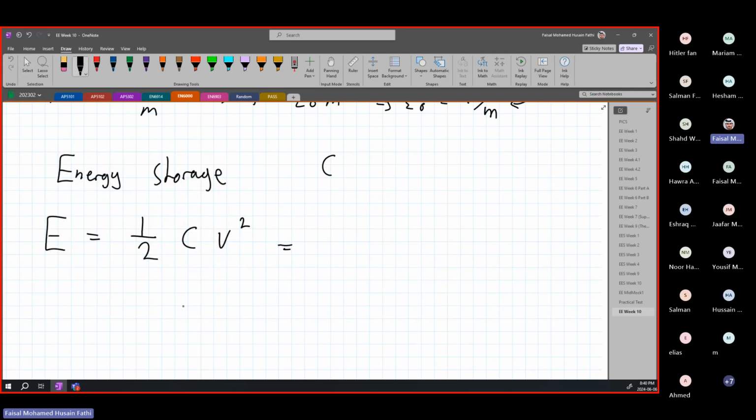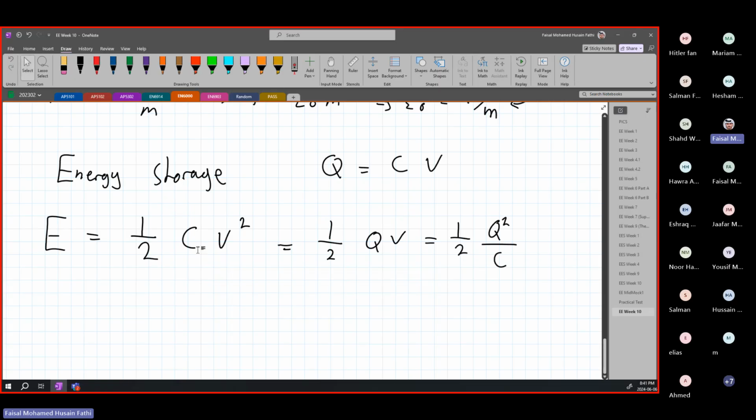Obviously, you can manipulate the equation that we saw earlier, which is Q equals CV. Your charge is equal to the capacitance times the voltage. If you plug it in here in different ways, just like the power equation for V equals IR, you're going to get these two other equations as well, half Q squared over C. This is already given in the formula sheet, but all you have to do is just plug in values and you will be finding the energy that is being stored.